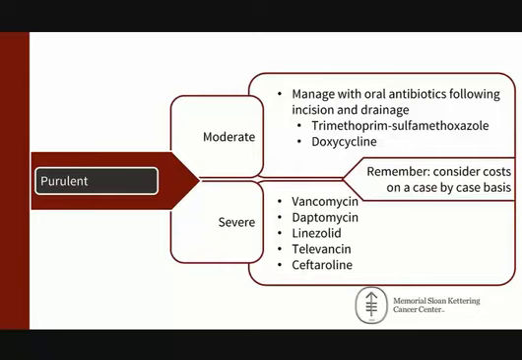Patients with moderate disease may be managed with oral antibiotics following I&D. Options for empiric coverage include trimethoprim sulfamethoxazole and doxycycline. These choices can be modified to match culture and sensitivity data from the I&D specimen.